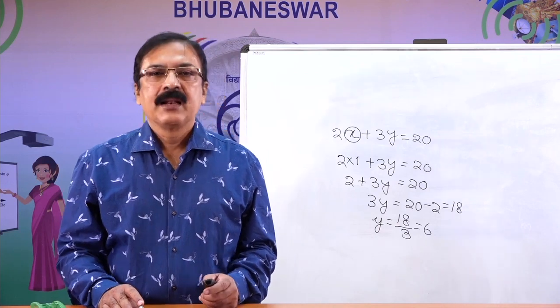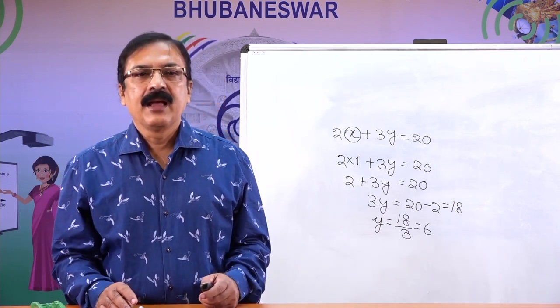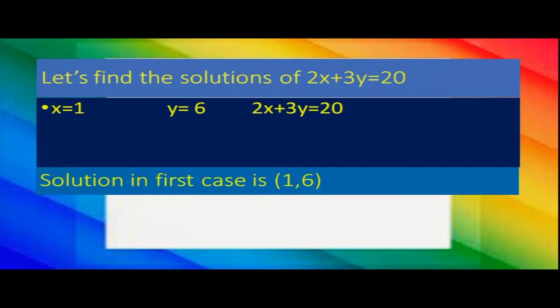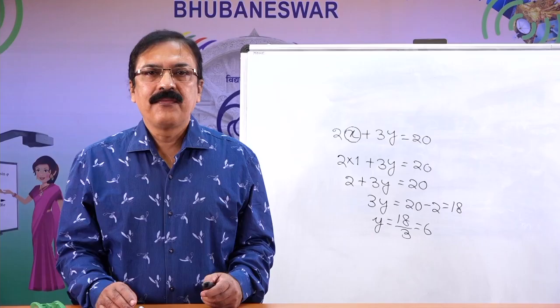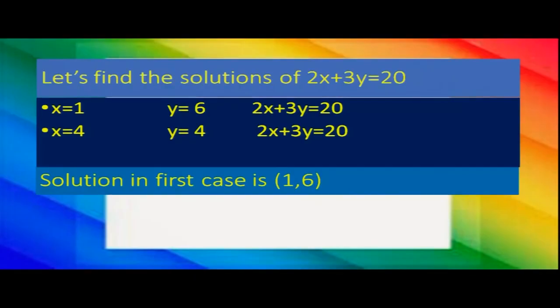We can say that the solution is (1, 6). Let's try for another value of x, that is x is equal to 4. Similarly, if we put the value of x as 4, the value of 2x is 8. So, 3y will become 20 minus 8.